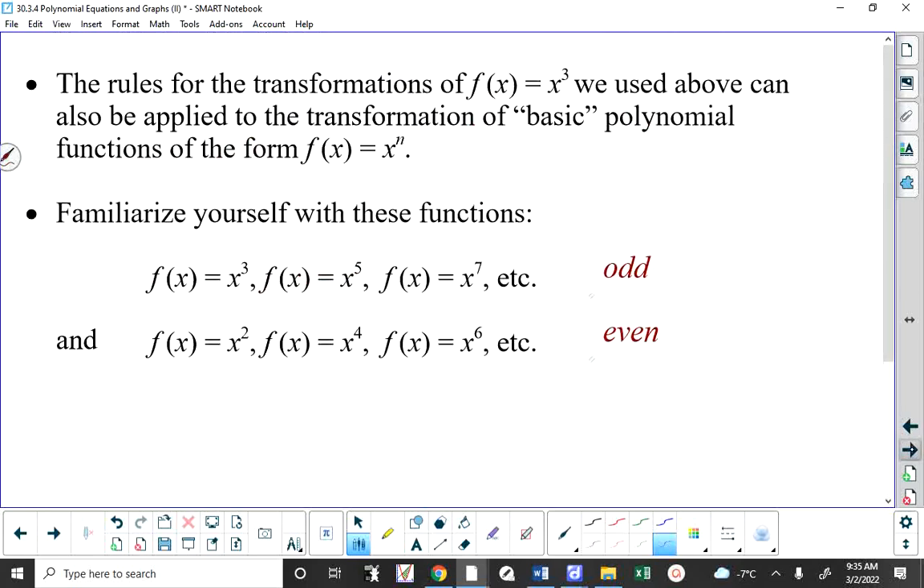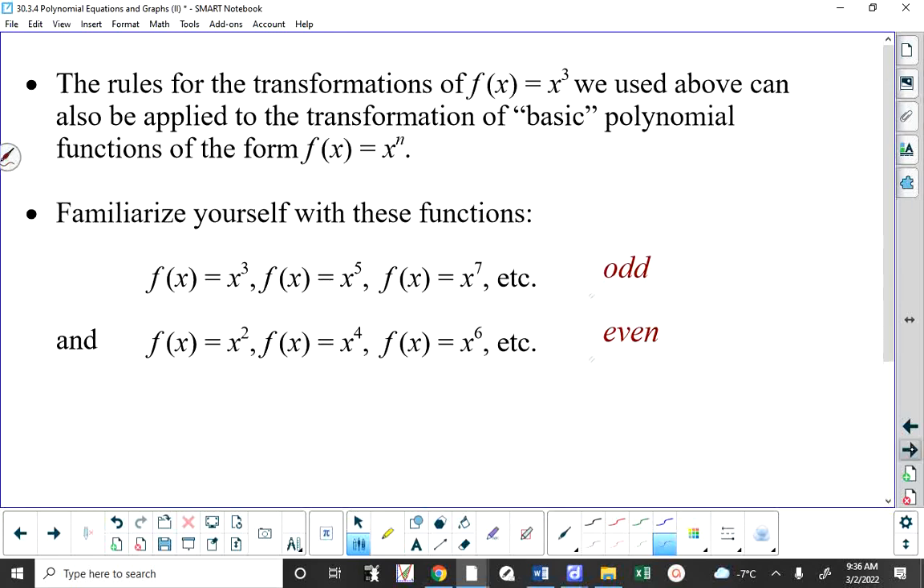Okay, so you are expected to know in this course what y equals x to the n looks like. Now, I don't include in this little discussion y equals x to the 1. You know y equals x to the 1 is a straight line going through the origin where y equals x. It's the same line that you reflect functions across to get inverses. I'm talking about x cubed, x to the 5, x to the 7, x squared, x to the 4, x to the 6.